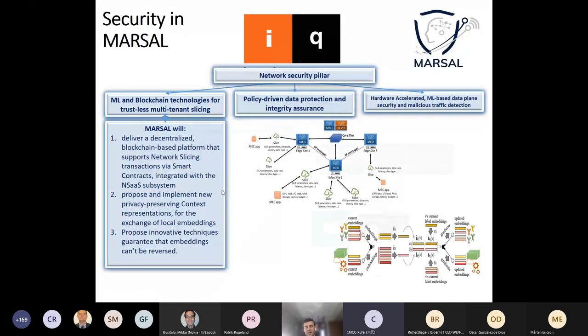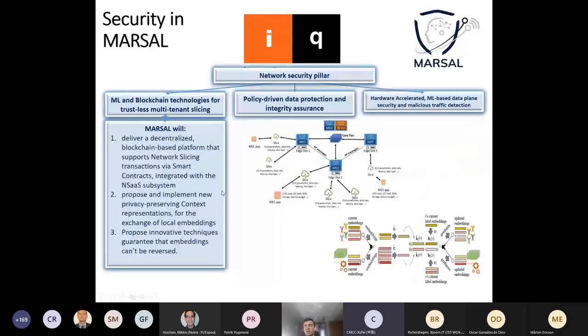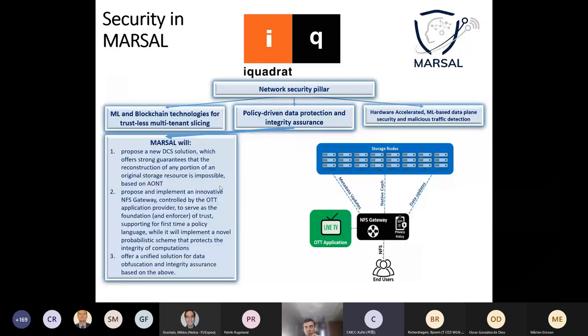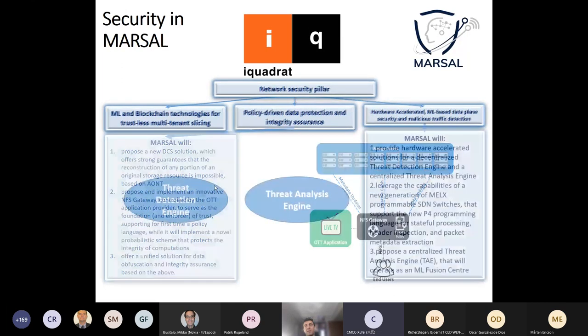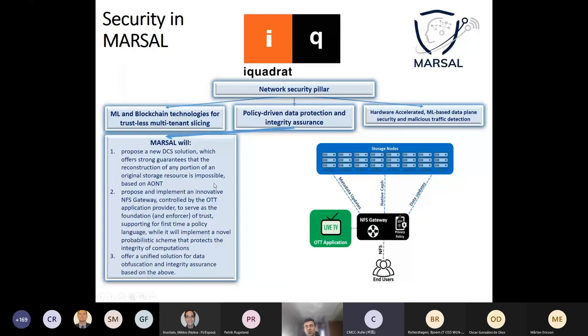Also, we are working on the policy-driven data protection and integrity assurance, where we propose a new distributed cloud storage solution offering strong guarantees that the reconstruction of any portion of the original storage is impossible. We also propose and implement an innovative NFS gateway controlled by the OTT application provider. Also, a unified solution for data obfuscation and integrity assurance based on the above.